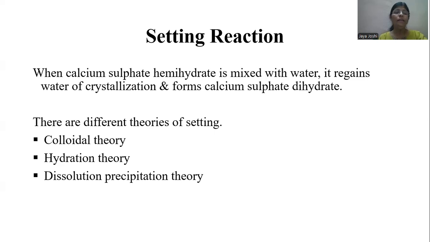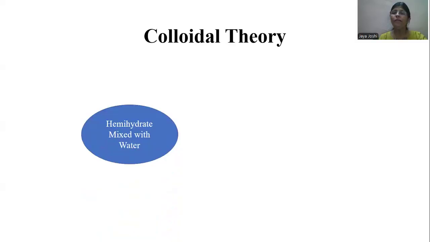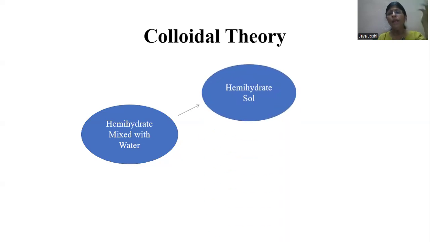So these are colloidal theory, hydration theory, and dissolution precipitation theory, out of which the most accepted theory is dissolution precipitation theory. But the other two theories also we will see in short. Now coming to the colloidal theory. Colloid is nothing but the fourth state of matter in which you find two phases, that is dispersion medium and dispersed phase. And here the particles are bigger in size. So when you mix hemihydrate with water, it forms a hemihydrate sol. Now, hemihydrate sol is one in which the dispersion medium is water and the dispersed phase is hemihydrate particles.